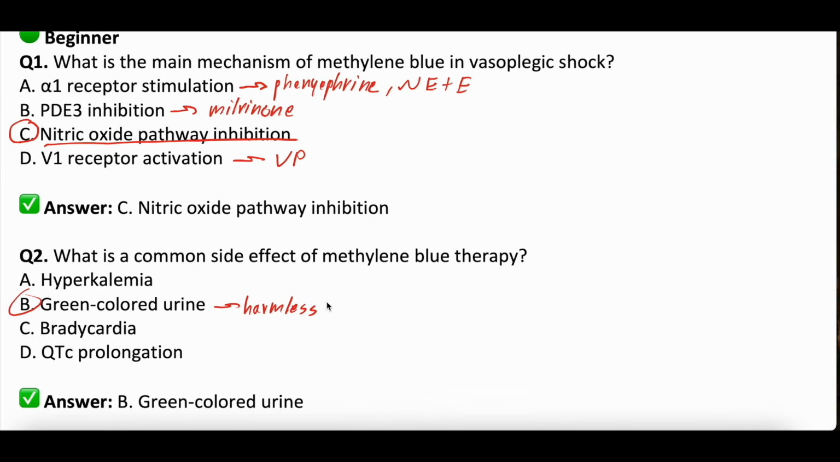Pretty much everyone gets it. Hyperkalemia is not a common side effect of methylene blue, or really many other vasopressors either. Epinephrine can actually cause some hypokalemia. Bradycardia, sometimes you can get reflex bradycardia from phenylephrine as a pure alpha-1 agonist. That increase in MAP can sometimes cause reflex bradycardia. And then QTC prolongation is not common in different vasopressors.